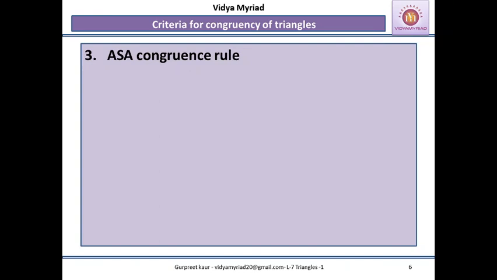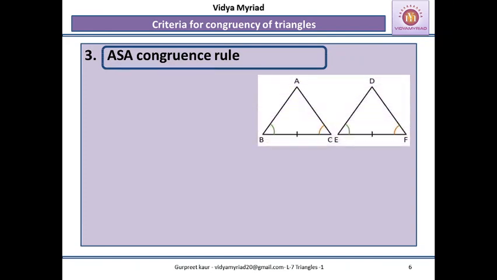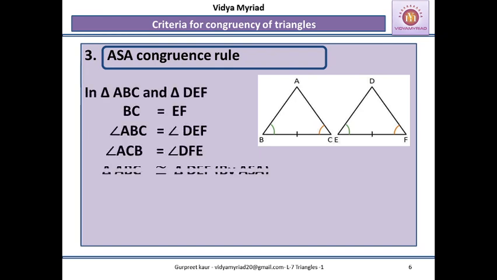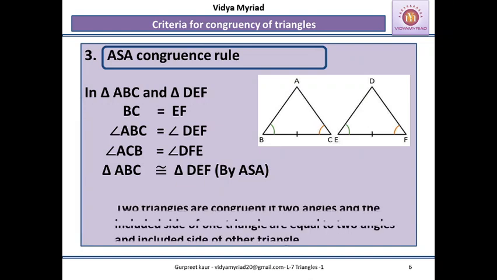Next rule is ASA congruence rule, which means angle, side, angle. Now if you look at this diagram, angle B and angle E are both marked in green, and angle C and angle F are also marked equal. BC is also equal to EF. We have all the 3 things in the triangle. We will mention that by ASA property, the triangles are congruent. That means angle B is one angle, BC is the side and angle C is another angle. It should be written in the same way, ASA. It should match this criteria.